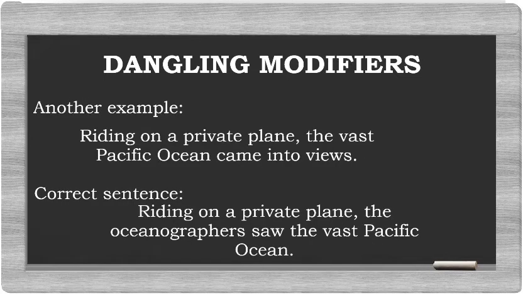Riding on a plane, the vast Pacific Ocean came into view. Well, it is impossible that the Pacific Ocean is the one riding on a plane. Walang i-modify yung riding on a plane. So, we will have to provide a noun that is to be modified by riding on a plane. So, we have here the correct sentence. Riding on a private plane, the oceanographers saw the vast Pacific Ocean. Sino yung nakasakay sa aeroplano? The oceanographers. This time, meron na siyang i-modify. So, you have to avoid dangling modifiers.